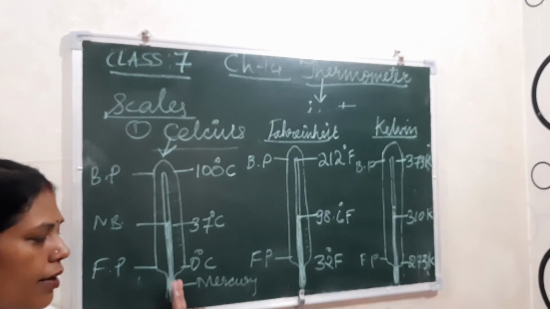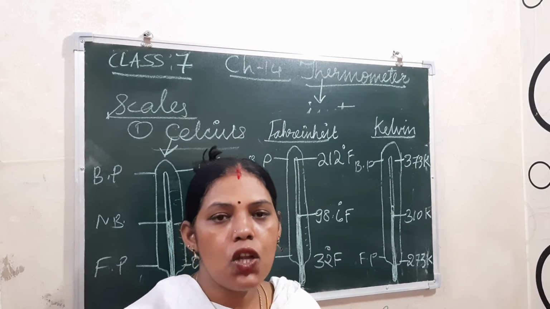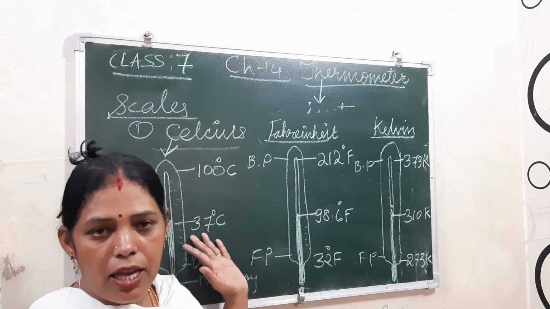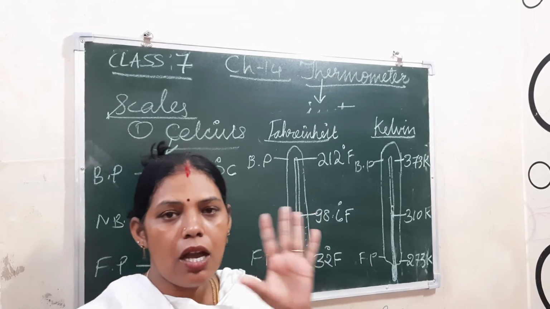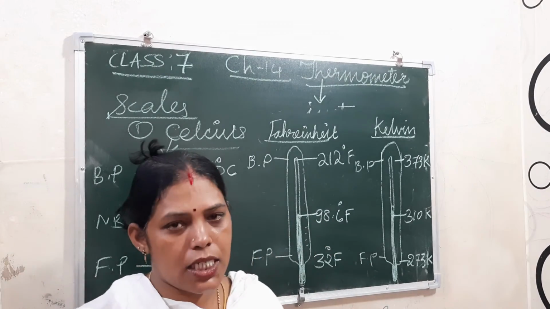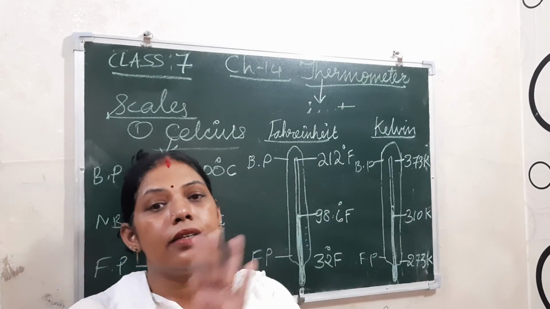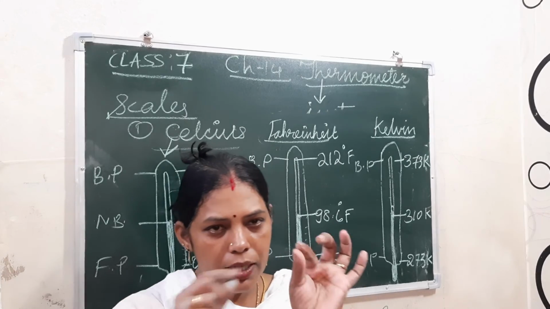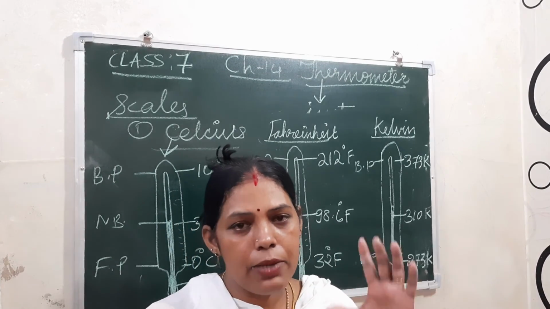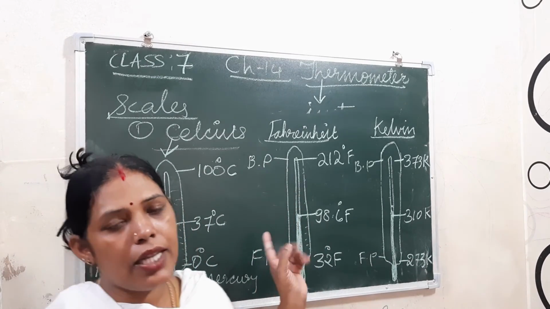In the next class I will explain the structure of the thermometers. This is actually the scales only. How it is made and what things are present in it, I will explain in the next class. There is a difference between the clinical thermometer and the laboratory thermometer. There is a kink in between, so that we can measure the temperature properly. That explanation I will give in the next class.